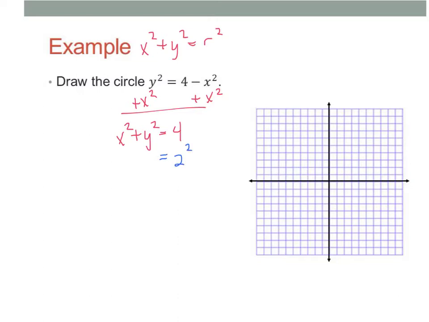And so remembering that this is the equation of a circle centered at 0, 0, we know that we have a center at 0, 0. And because I can write this as 2 squared, I know my radius is 2. So all we need to do is go out 2 in every direction. There we go. And then just draw it in. And hopefully you can draw a better circle than I can. But there we go. There's our circle.